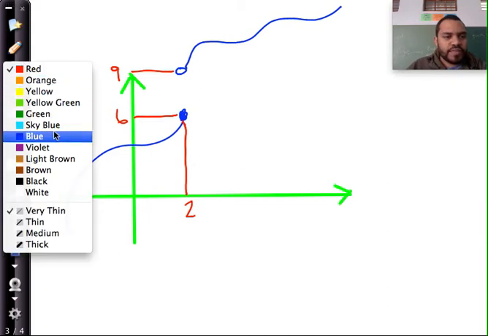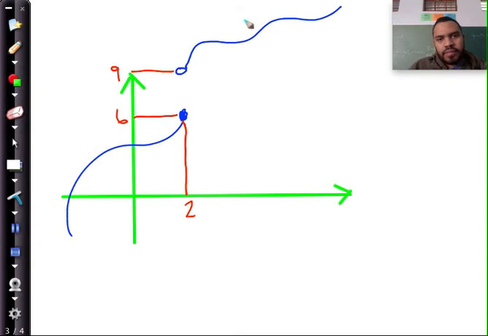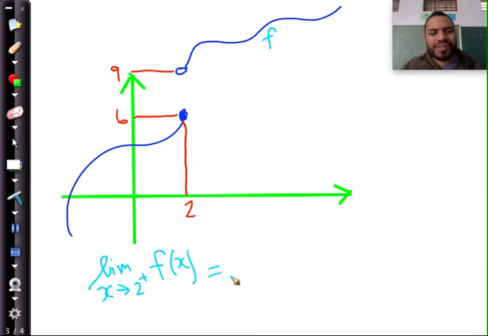So now if we look specifically, I'm going to name this function. I've given this function the name f. And now I'm going to ask you, people, I need you to evaluate what we call the limit as x approaches 2 from the positive side of f of x. Now, what in the world does this mean? I'm essentially asking you to evaluate the limit of the function.